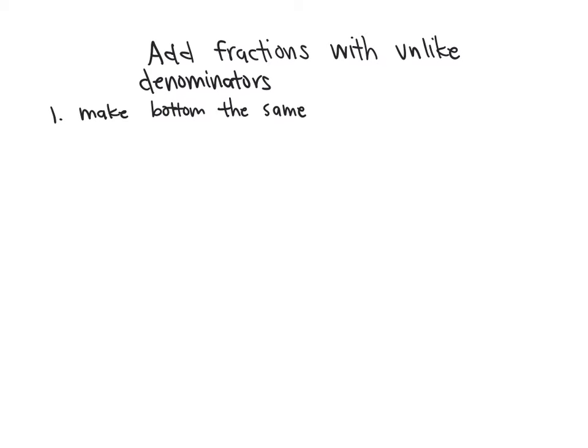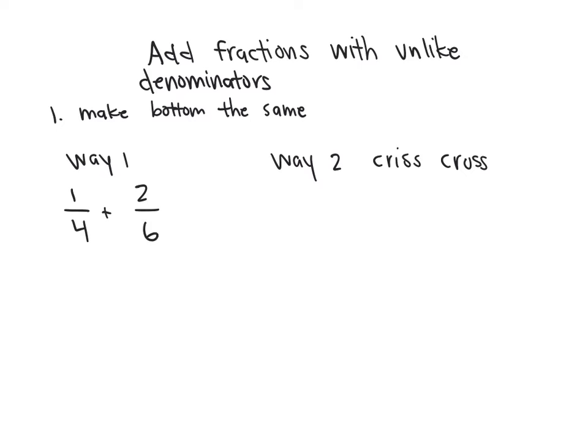Okay, so how do we do that? It's kind of like finding equivalent fractions. So remember, way 1 is like this, and way 2 is crisscross. Okay, so for example, if I have 1/4 plus, let me think, 1/4 plus 2/6.